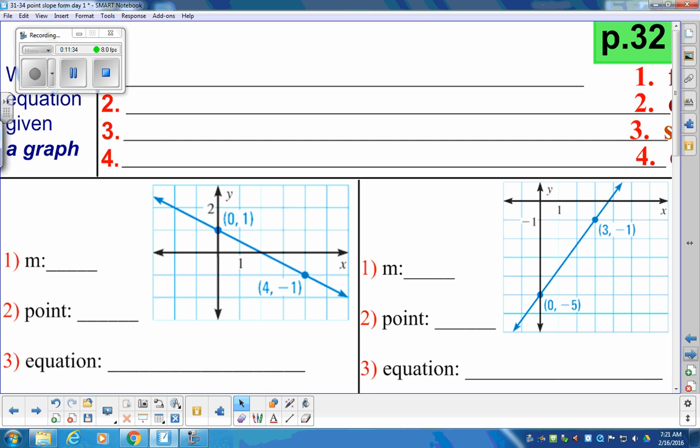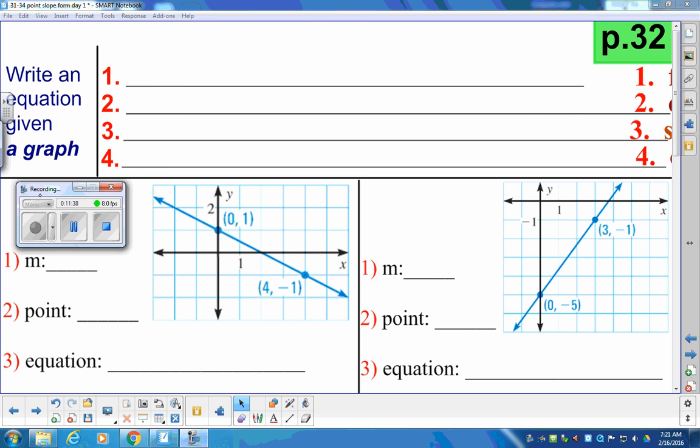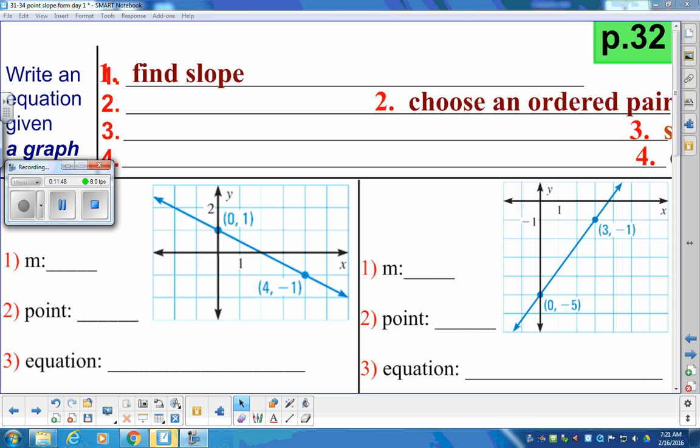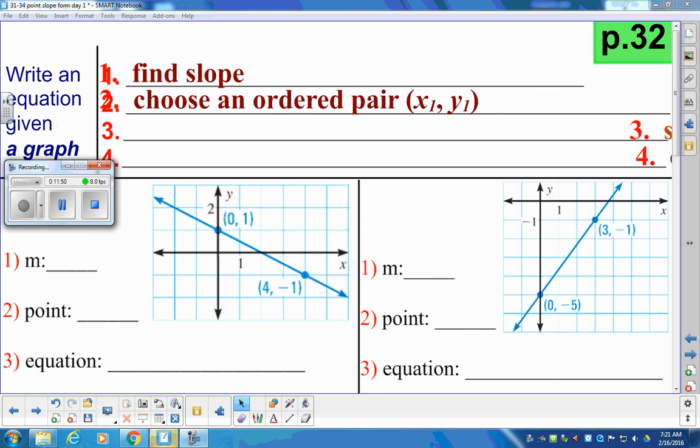On the top of the next page, let's talk about the steps for how do we write an equation. So step number 1, we would need to find slope. Kind of the same first step always. Step number 2, we would need to choose an ordered pair. We pick one of them, x1, y1. So because it's called point slope, we need a point and we need the slope.